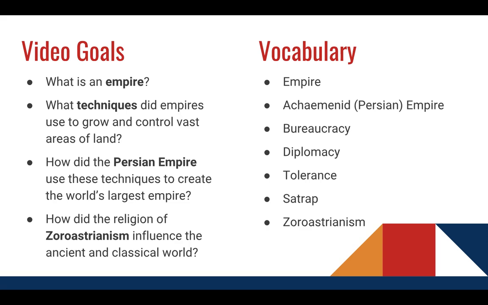So we want to think about a few video goals. First, what is an empire? This is something we haven't talked much about. What techniques did empires use to grow and control vast areas of land? And how did the Persian Empire employ these techniques? And then we're going to spend a little bit of time at the end talking about a new religion that springs up out of Persia, shifting gears a little bit to discuss Zoroastrianism.